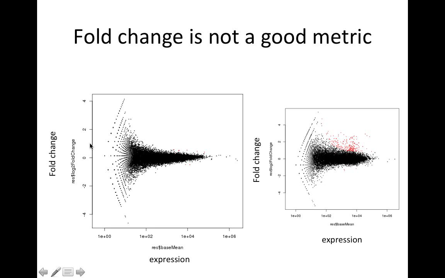So this is in logs, so fold change of 2 is going to be about here. And what you see is if you draw a line about there, you see a lot of very low expressed things being fold changed more than 2. That's something known as sampling error.